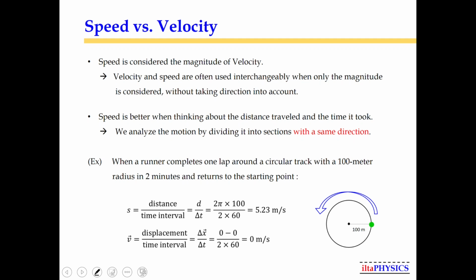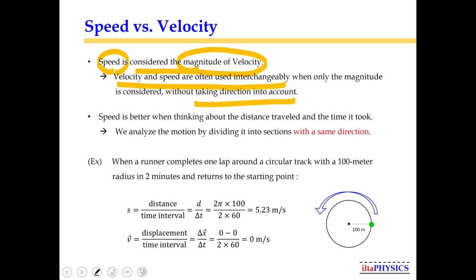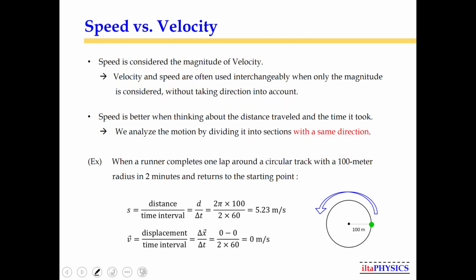Now let's compare speed and velocity one more time. Speed is a scalar. It's just the magnitude of motion. Velocity is a vector. It has both magnitude and direction. In everyday life, people often use the two words interchangeably, but in physics we need to be precise. But when we don't have to worry about direction, it's usually fine to just think of speed as the magnitude of velocity. Thinking about how much distance you cover in a certain amount of time makes speed a lot easier to understand.